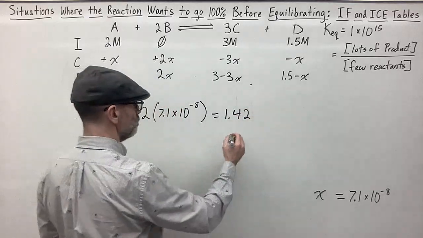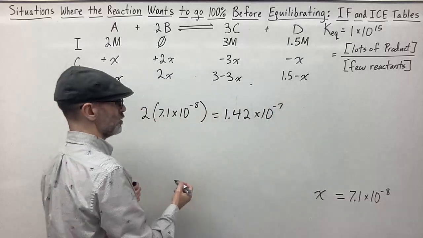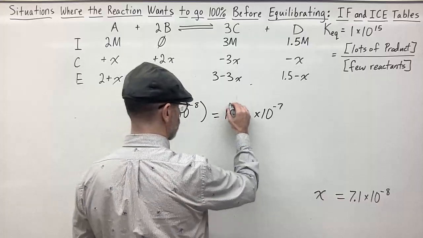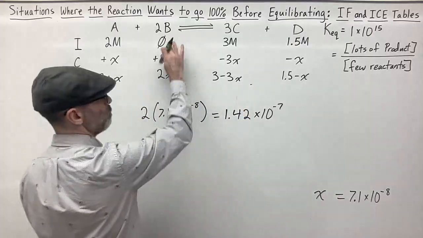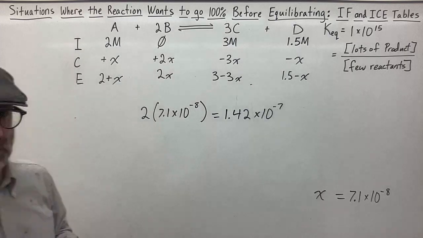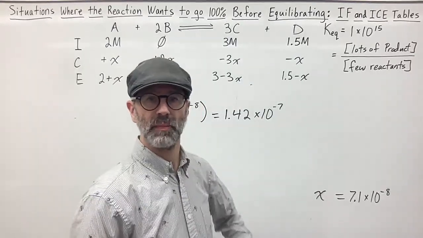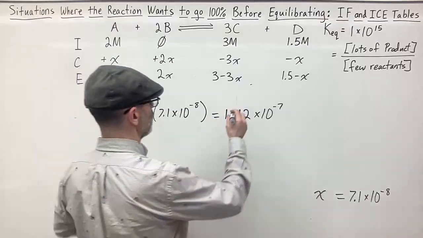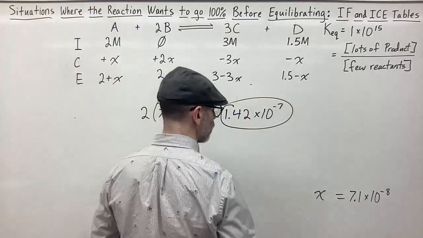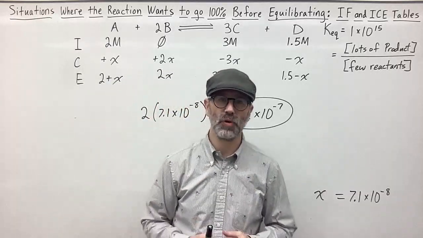And that's going to give us, let's see, 1.42 times 10 to the negative 7. And so that would be the concentration of B. And let me just double check that. So we have 7.8. So yeah, here's the concentration of B at equilibrium. Okay, and that, ladies and gentlemen, is how you attack these sorts of problems.